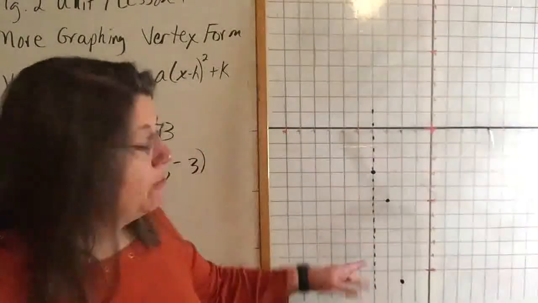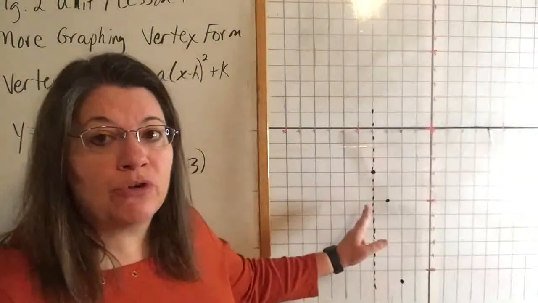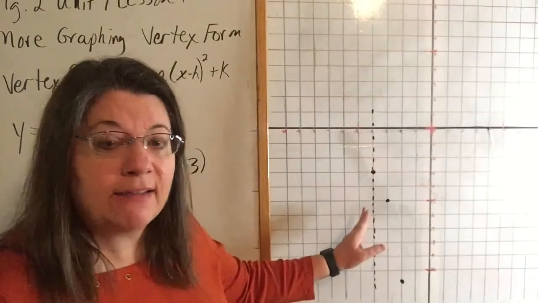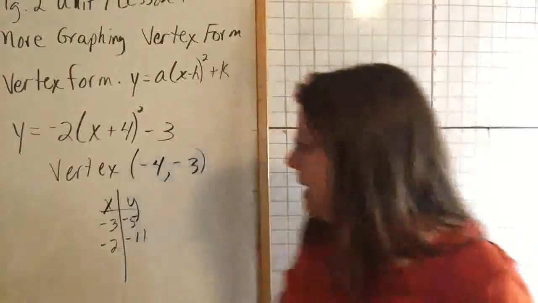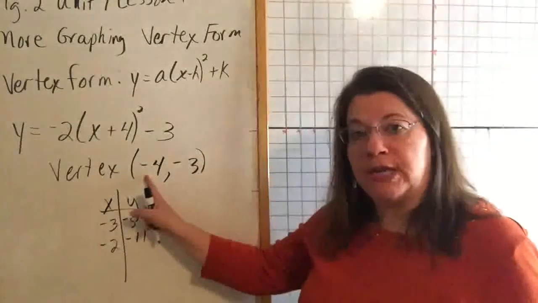Incidentally, it is going to be important that you understand what the equation for that axis of symmetry is. And to get the equation for the axis of symmetry in these parabolas, what you have to do is look at the vertex.